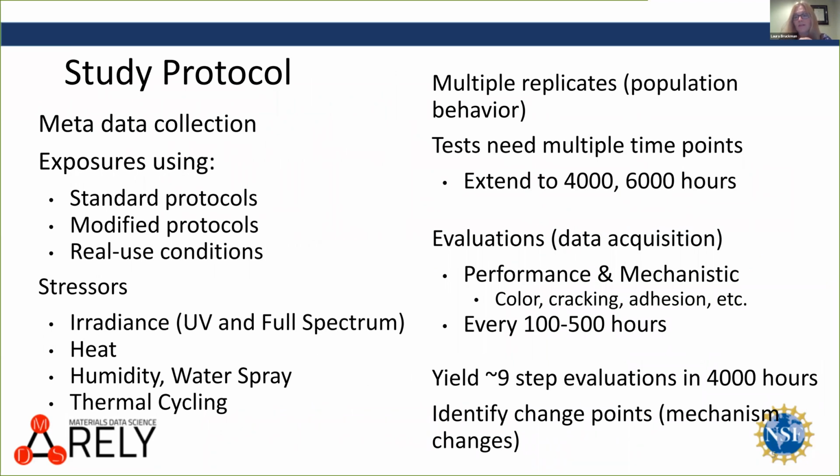So this would require us to have a very developed study protocol, and this is multiple different exposure standards out there, as well as modified standards or real world conditions that have multiple stressors. And then we also want to use multiple replicates. We want a population-based study so that we can understand not what's happening to one material, but what is the variance in their behavior over time. And we need to take data frequently through the exposure and extend it out beyond just, say, the pass-fail requirement for a material.